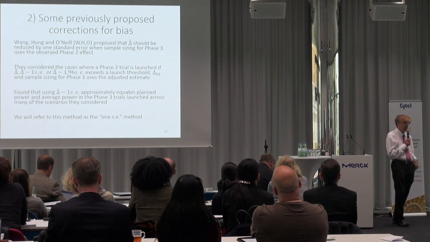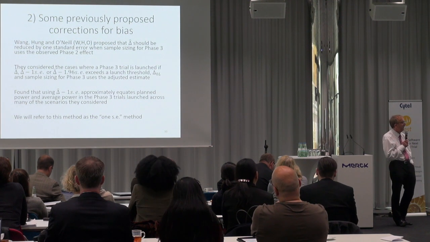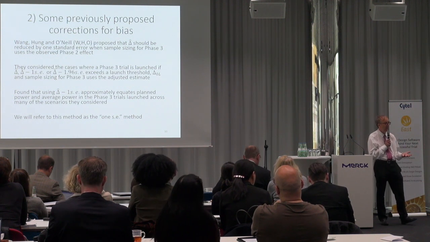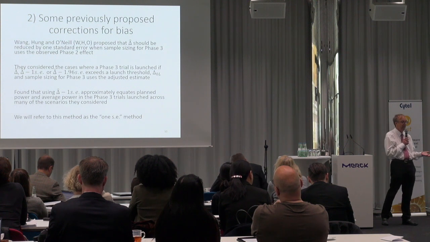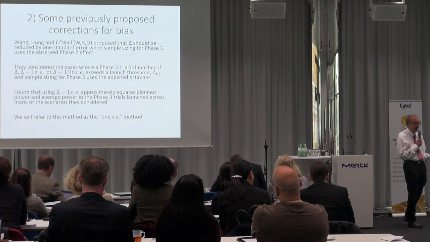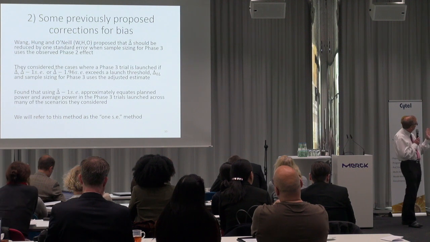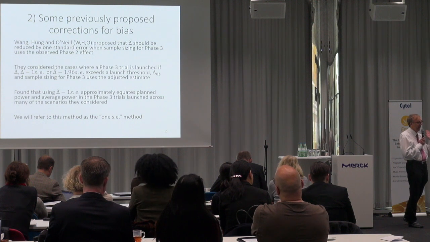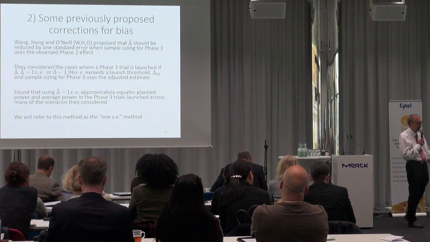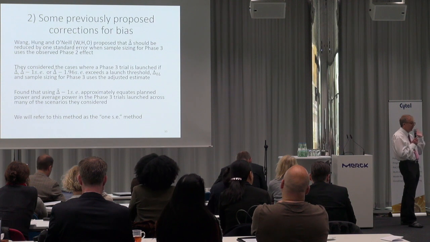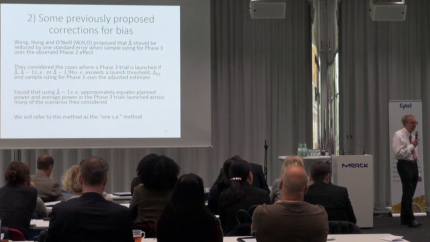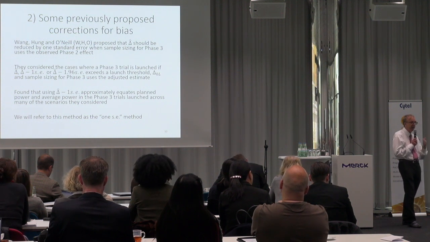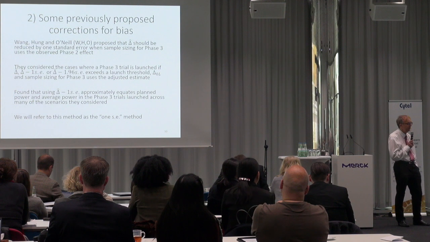And they considered cases where a phase 3 trial is launched if you take the observed difference, so you don't make an adjustment, you take the observed difference minus 1 standard error, or the observed difference minus 1.96 standard errors, and you insist when you subtract 1 standard error or 1.96 standard errors that that adjustment has to exceed the launch threshold. So it's not then just a question of the observed value exceeding the launch threshold, the adjusted value has to exceed the launch threshold for you to be interested to go and launch a phase 3 trial.